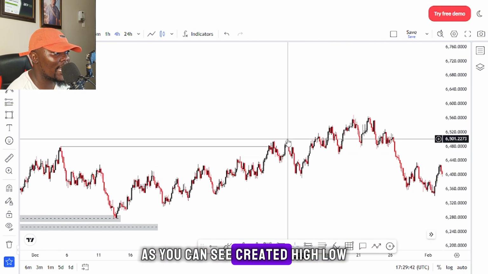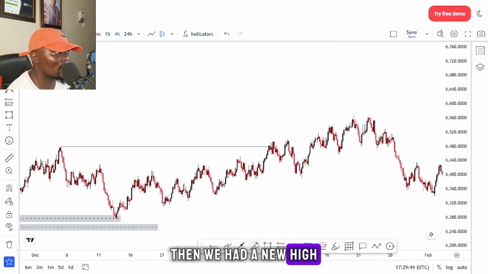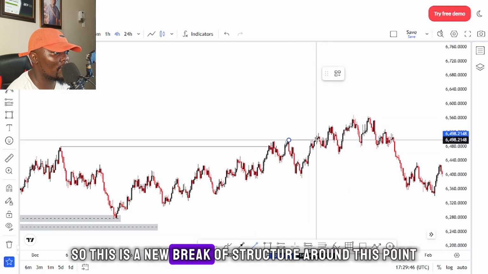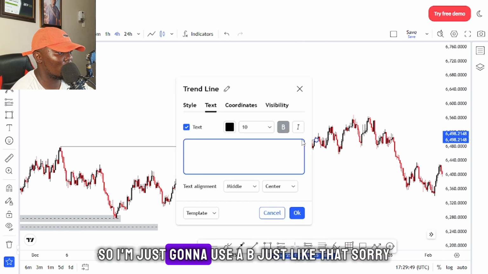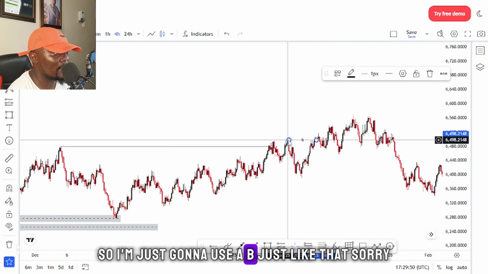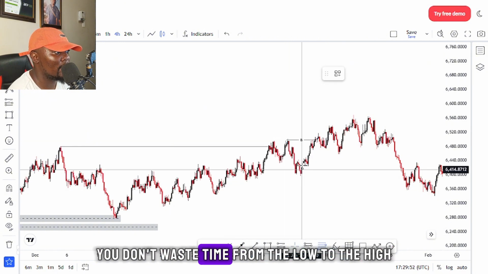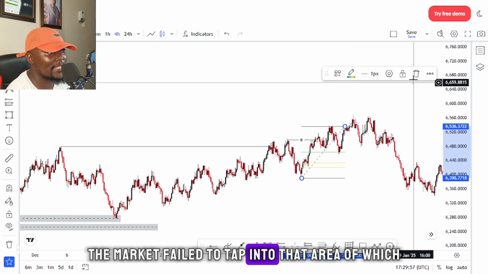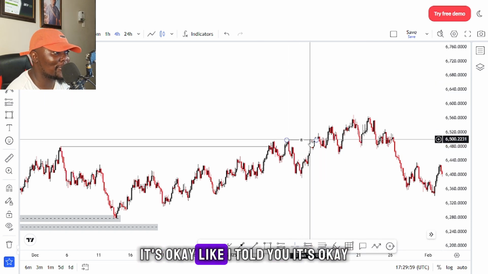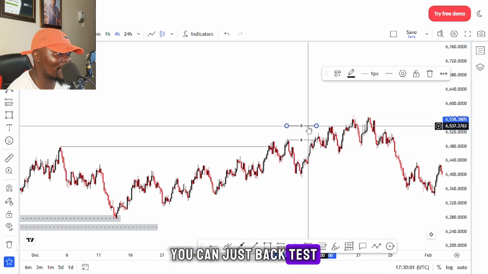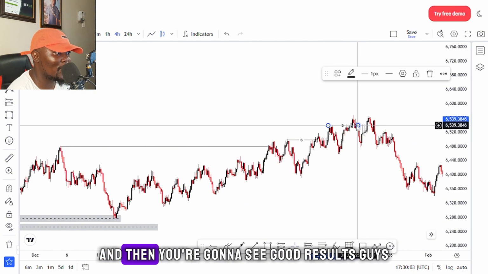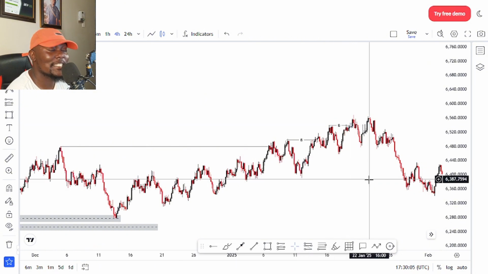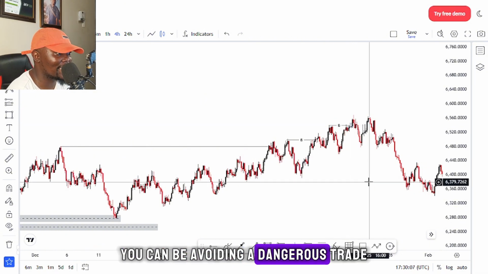As you can see, it created a high, low, then we had a new high. So this is a new break of structure around this point. So I'm just gonna use a B, just like that, so that we don't waste time. From the low to the high, just like that, the market failed to tap into that area, which is okay. Like I told you, it's okay. You can just backtest everything that I'm teaching you here, and then you're gonna see good results, guys, just because sometimes you can be avoiding a dangerous trade.